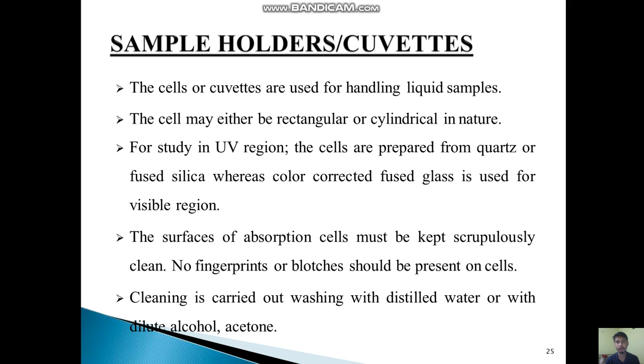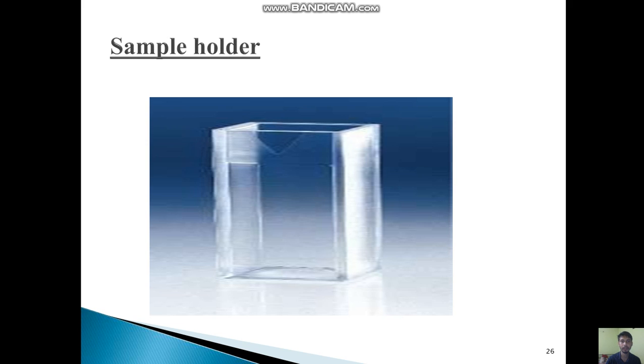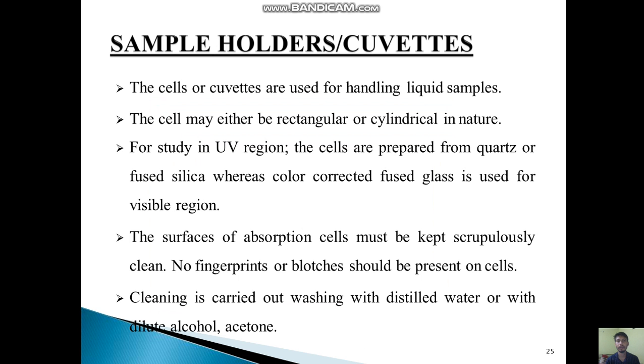After that, we have the sample holder, or cuvette, you can say. This is a sample holder, you can see. The cell or cuvette is used for handling the liquid sample. We have to pour the sample into the cuvette, and the cell may be either rectangular or cylindrical in nature. For studying the UV region, the cells are prepared from quartz or fused silica. Most of these are quartz, whereas color corrected fused glass is used for the visible region.